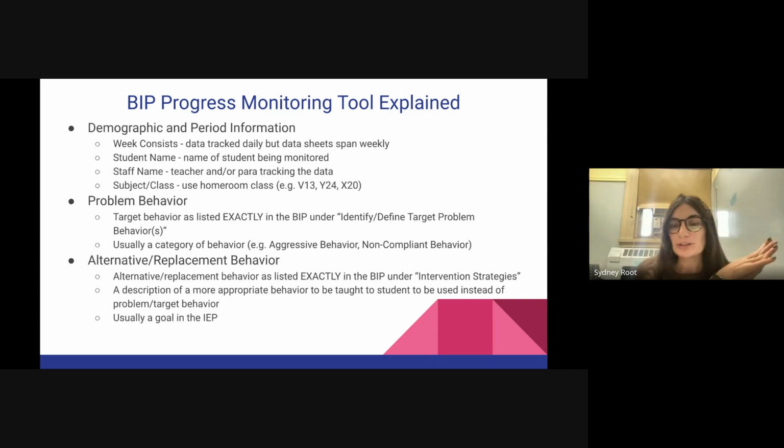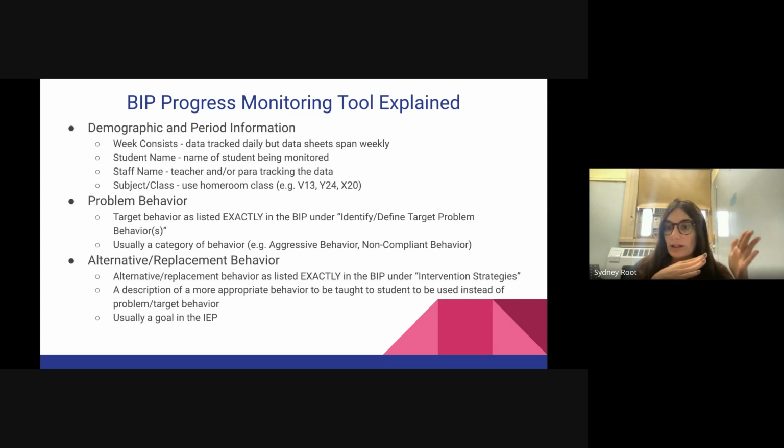All right. Hi, everyone. Now I'm going to go into explicitly what's on the sheets that are handed out to progress monitor. I'm just going to read what's on the sheet, explain it, and then we're going to pull up a sheet so everyone can get familiar with it. The first section you'll see is the demographic and period information, which is just the basic information, the weeks that you're tracking.